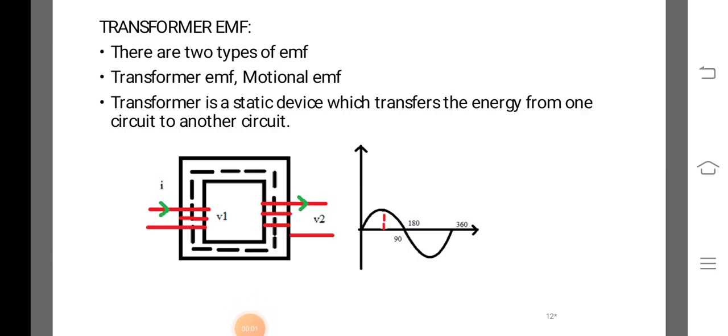This is transformer EMF. This transformer and motional EMF, having considered the connection between EMF and electric field, we may examine how Faraday's law links electric and magnetic field.